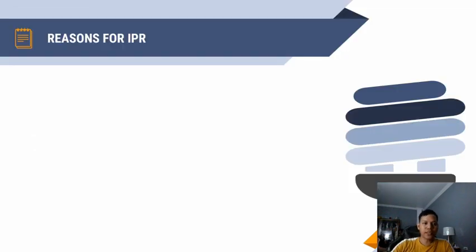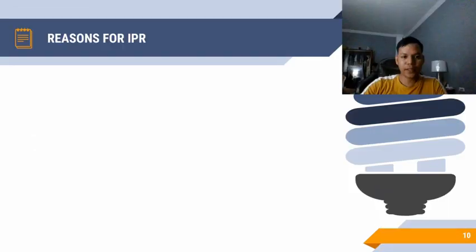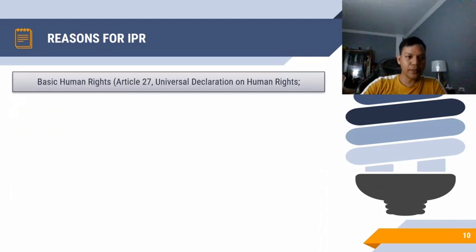Next, there are also reasons for intellectual property rights. First, it is a basic human right according to Article 27 of the Universal Declaration of Human Rights. Article 27 says everyone has the right to freely participate in the cultural life of the community, to share scientific advances and their benefits, and to get credit for their own work.